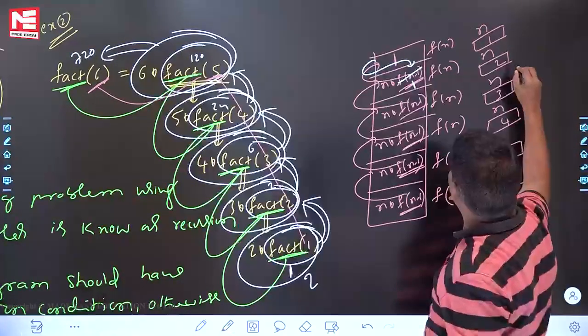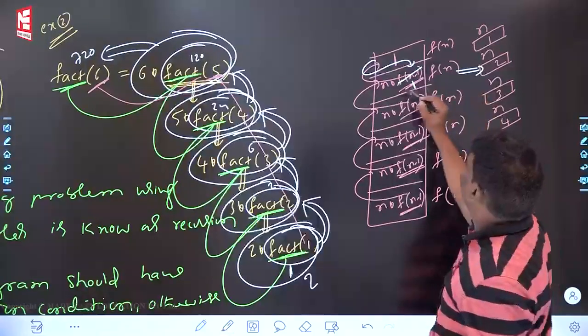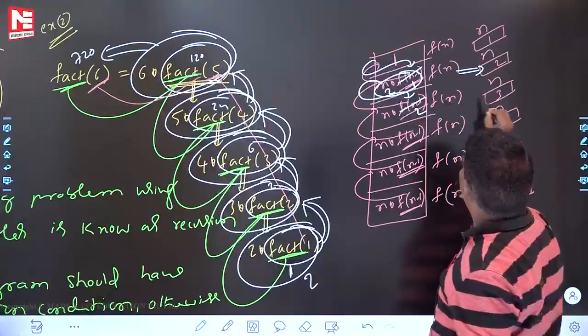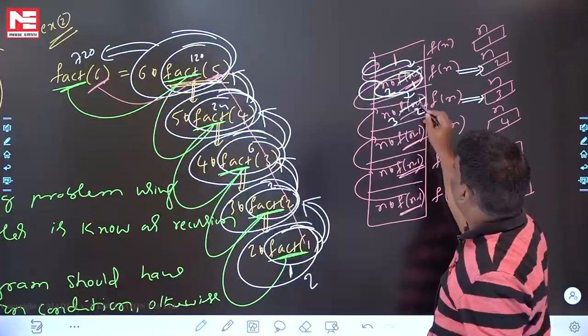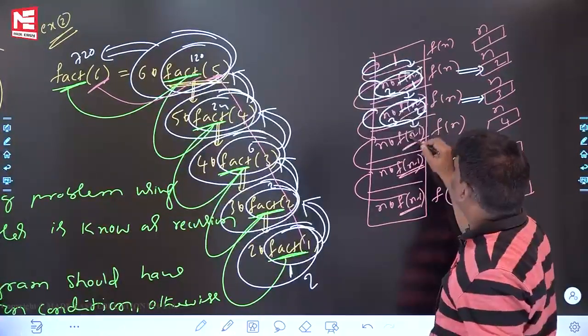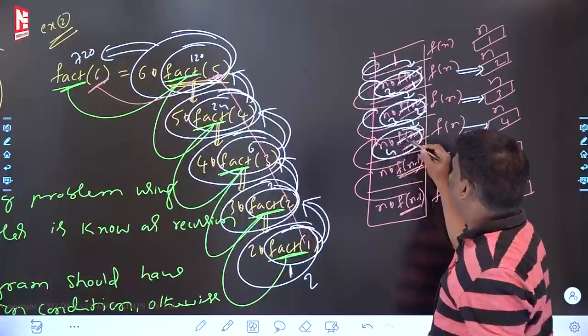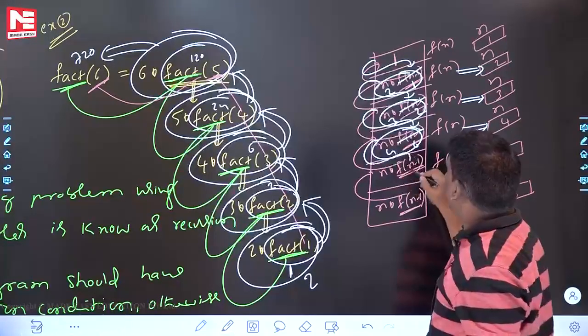Can you say what is the n value in this block? N value in this block is 2. 2 into 1 is 2. 2 will return like this. What is the n value in this block? 3. 3 into 2, 6. 6 will come back like this. What is the n value in this block? 4. 4 into 6, what is the answer? 24. Right? 24 will go back like this.